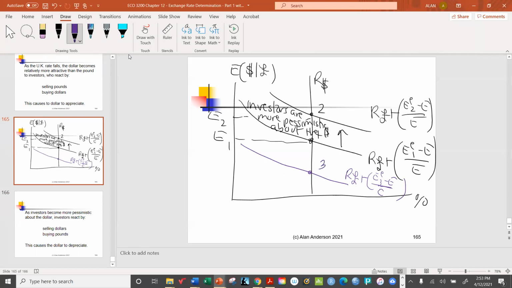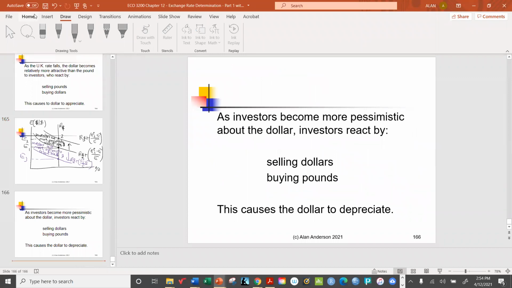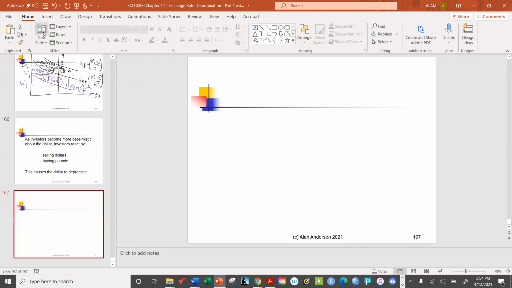And now at 0.3, the dollar is quite a bit stronger, as a matter of fact. Why did this happen? Because investors are more optimistic about the dollar. So what do we do? All right, well, everything works in reverse now, as you can probably guess.